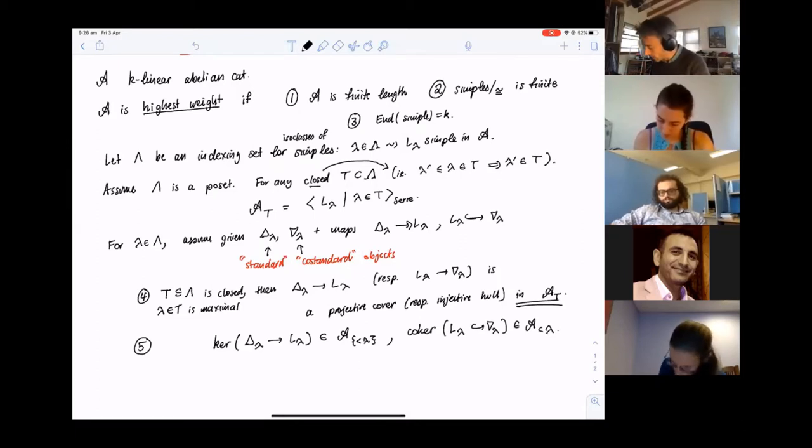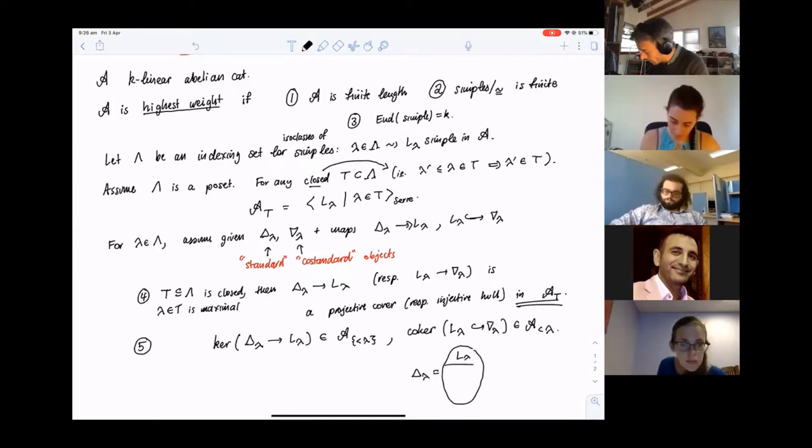So this says, in egg diagrams, L lambda on top, and then L mu's with mu less than lambda below.